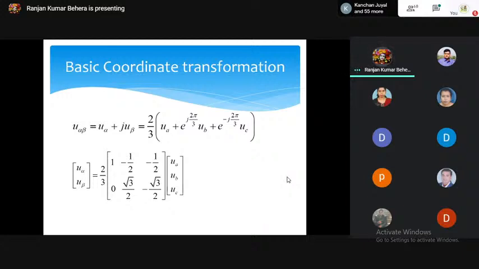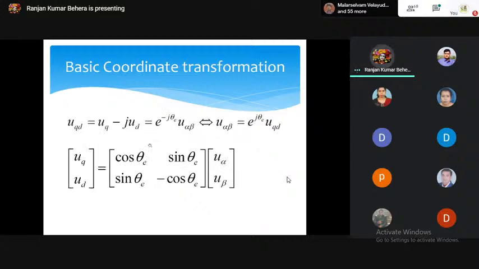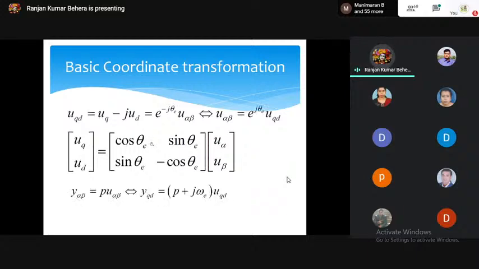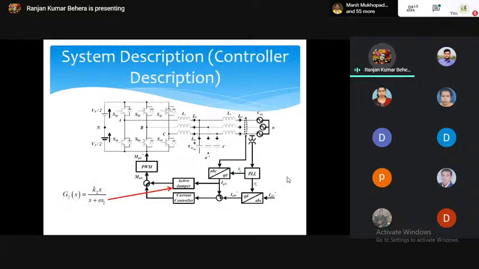One is your switching frequency, one is your sampling frequency, and another one is your resonant frequency. So now from the three phase, we can transform it into two phase, okay, ABC to alpha beta to DQ. By this coordinate transformation matrix, you can design the controller.